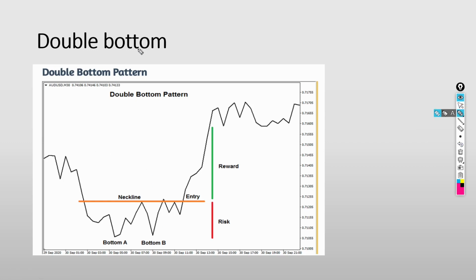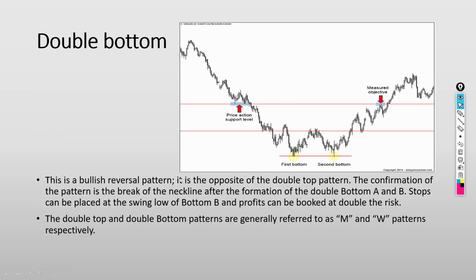Sorry, this is a double bottom. Okay, so for a double bottom, it is the opposite of a double top. So here you have bottom A, and you have bottom B, and then you have this level of resistance at the neckline. After it is broken, in most cases, you will see this retest, and then the price will reverse to form a new uptrend. Okay. So the double bottom is a bullish reversal pattern. The other one was a bearish reversal pattern, the opposite of the double bottom.